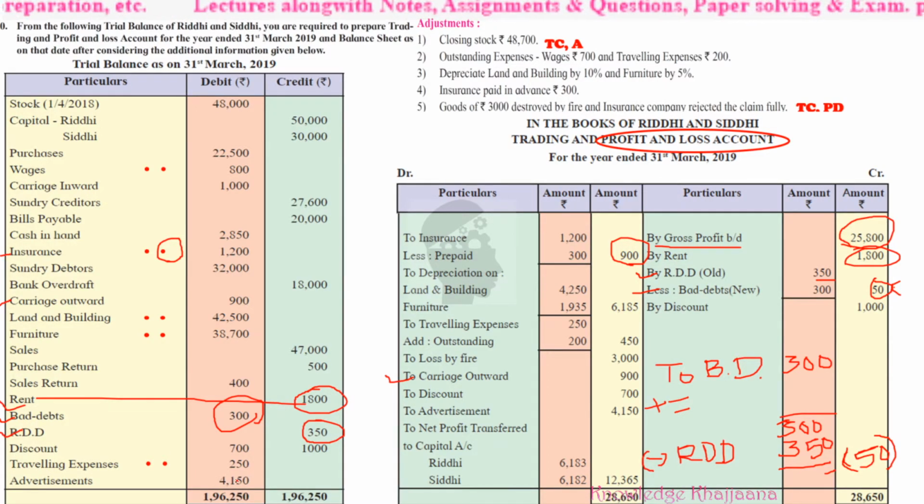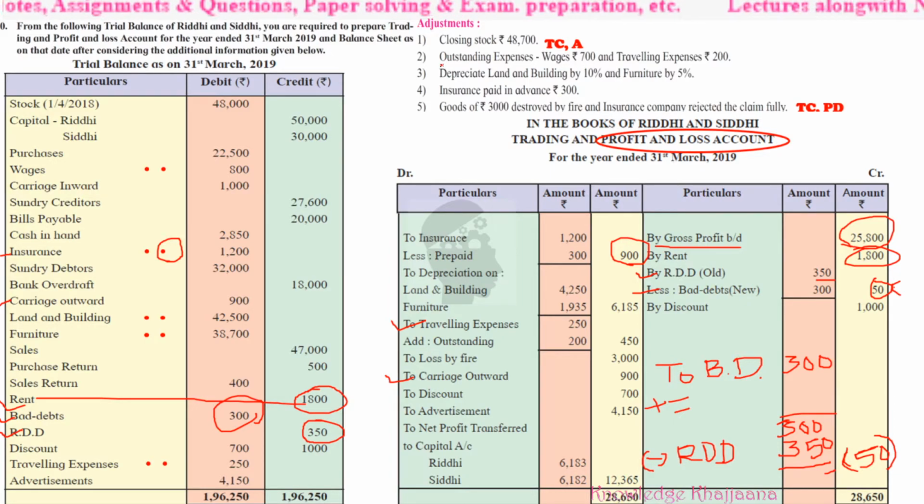See, traveling expenses are rupees 250, but again there is an adjustment. Okay, because two marks are there, so where should it be recorded? In the inner column. To traveling expenses rupees 250. Let's move to its adjustment. See what has been given.